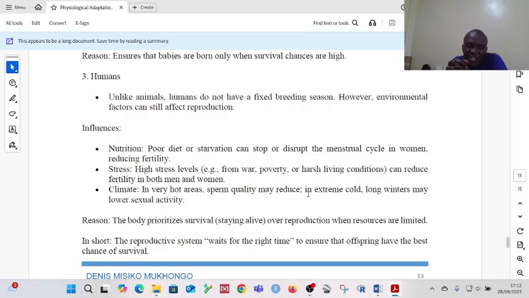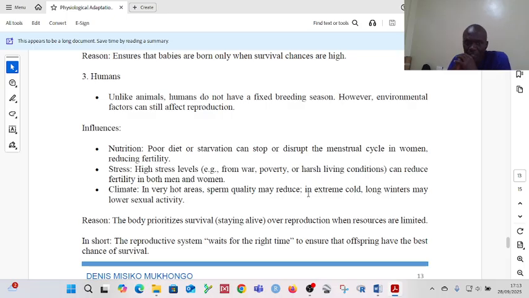Some of these environmental factors include nutrition, for example. When you have a poor diet, or when it is during starvation, it can either stop or disrupt the menstrual cycle in women. Once the menstrual cycle has been disrupted, then fertility will reduce by extension. There are situations of stress. For example, there is war, poverty, harsh living conditions. That one can also reduce fertility, not only in men, but also in women.